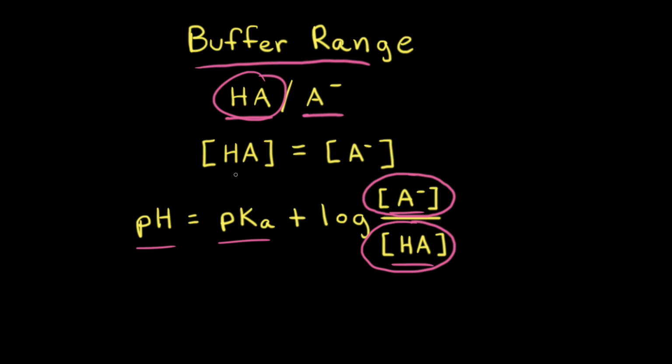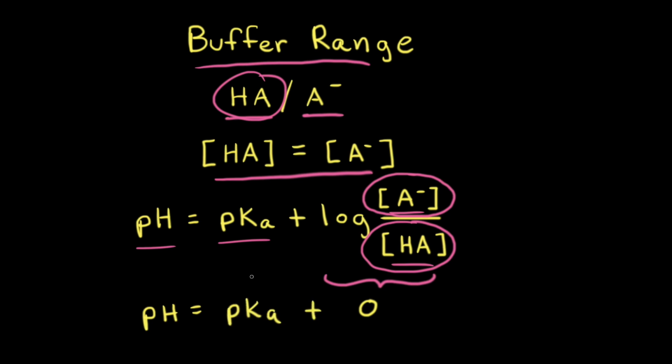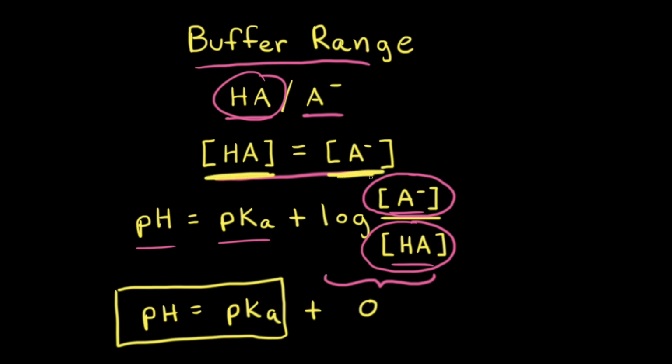Buffer solutions are most effective at resisting a change in pH in either direction when the concentration of the weak acid is equal to the concentration of the conjugate base. And when the concentrations are equal to each other, the ratio is equal to 1, and the log of 1 is equal to 0. Therefore, when the concentrations are equal to each other, the pH of the buffer solution is equal to the pKa of the weak acid plus 0. So we could just say that the pH is equal to the pKa when the concentration of the weak acid is equal to the concentration of the conjugate base.